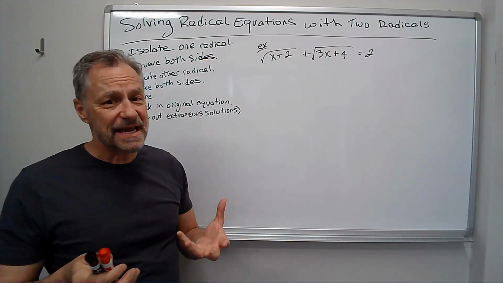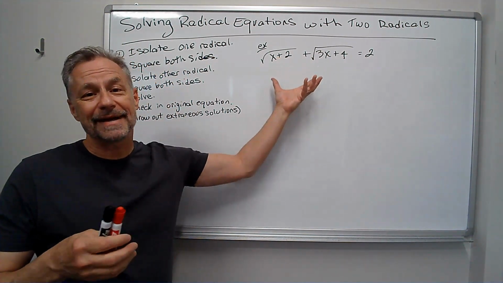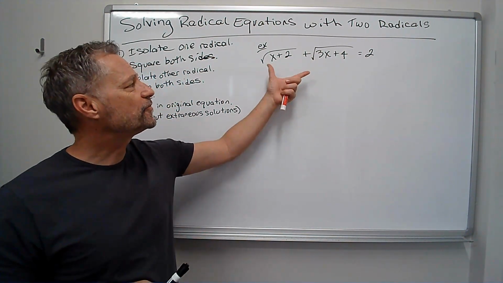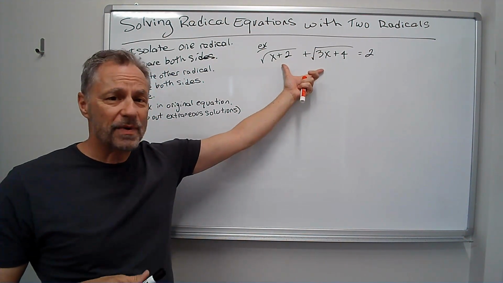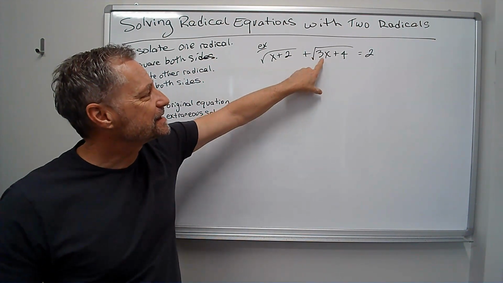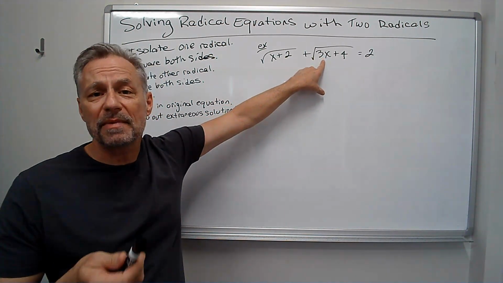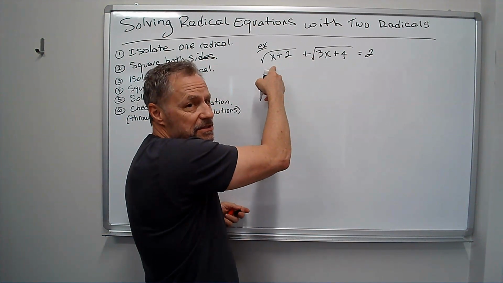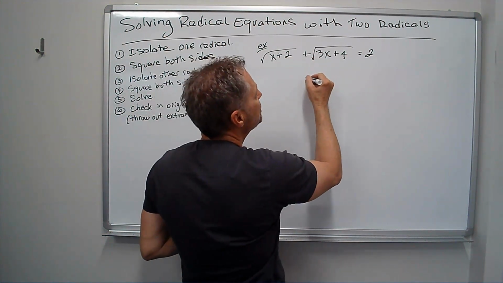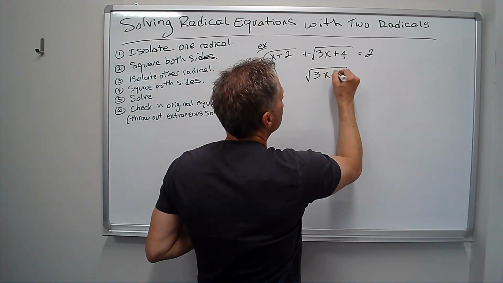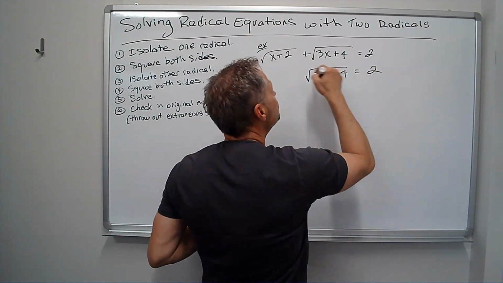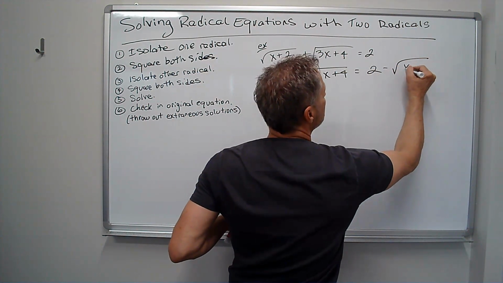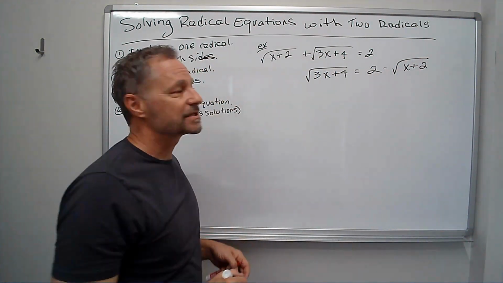Now, these are going to take up a little room, so I'm not going to show every step, but I'll tell you what I'm doing. First, I want to get one of the radicals all by itself. I like to get the more complicated one by itself and then square it. So I'm going to subtract the square root of x plus 2 on both sides. So I'm going to have the square root of 3x plus 4, but it's going to equal 2 minus the square root of x plus 2. I subtract it, or just move it over and change the sign, however you like to do that. And it looks like that.